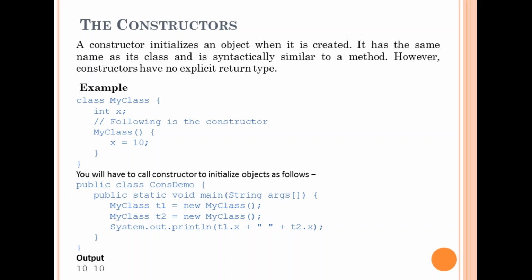All classes have constructors, whether you define one or not, because Java automatically provides a default constructor that initializes all member variables to 0. However, once you define your own constructor, the default constructor is no longer used. In the example, you see a constructor without parameters.